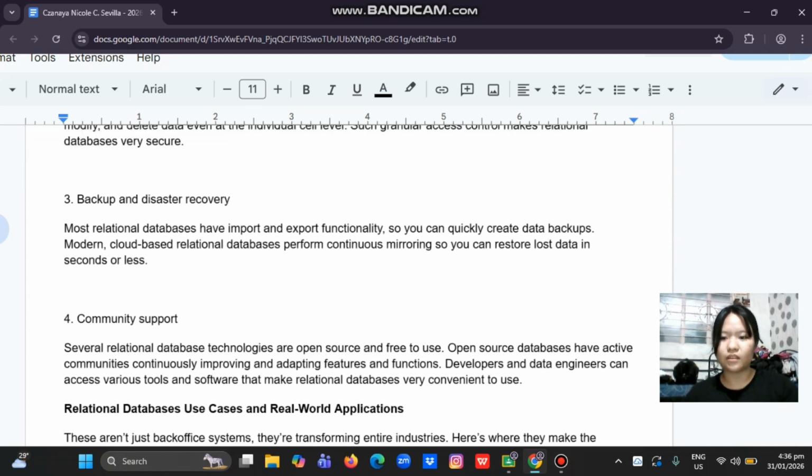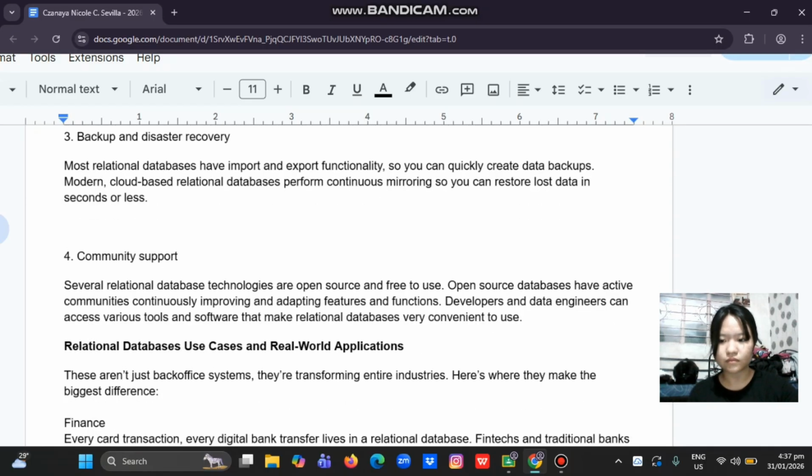Third, backup and disaster recovery. Most relational databases have import and export functionality, so you can quickly create data backups. Modern cloud-based relational databases perform continuous mirroring, so you can restore lost data in seconds or less.